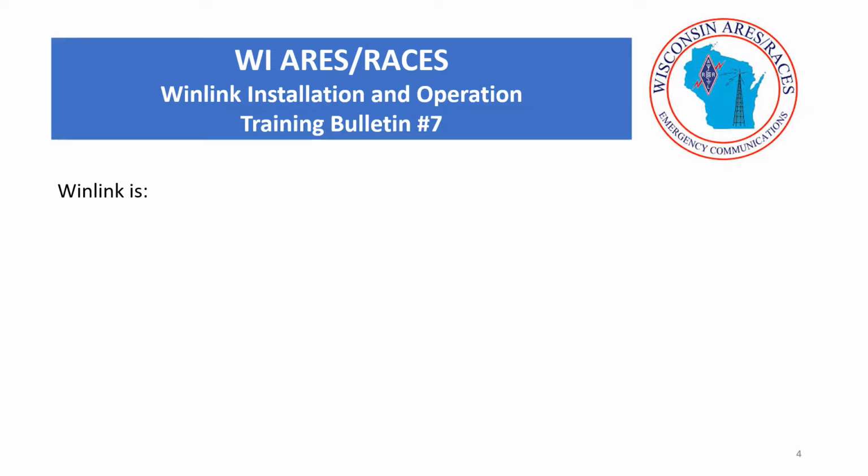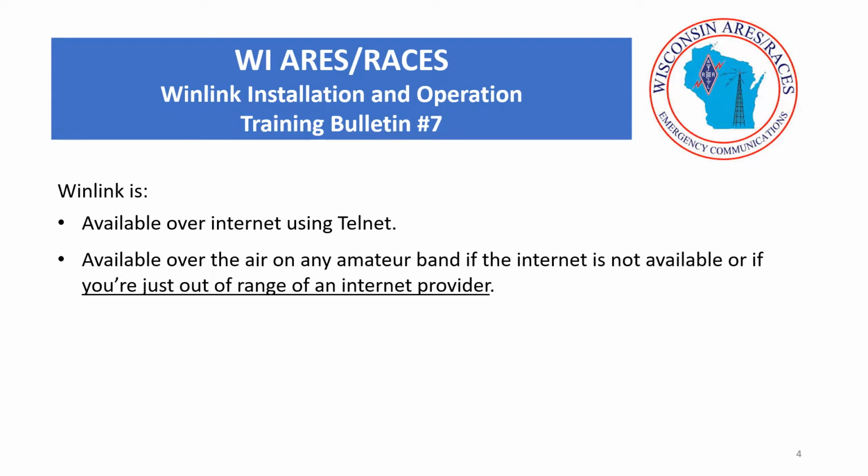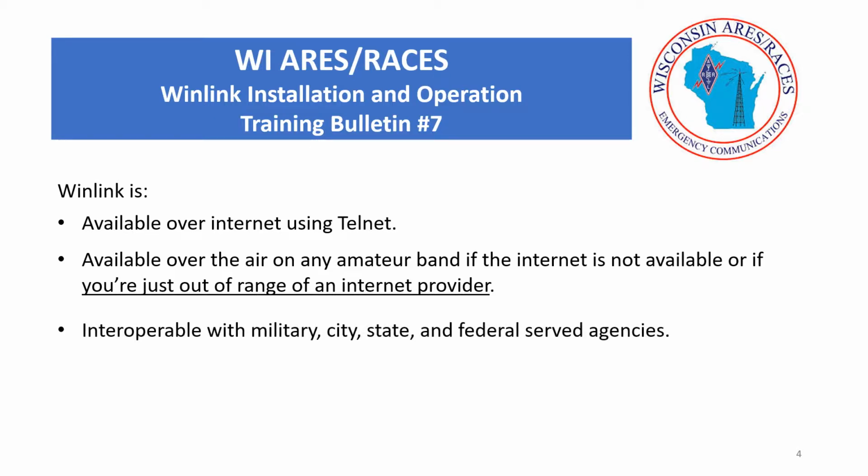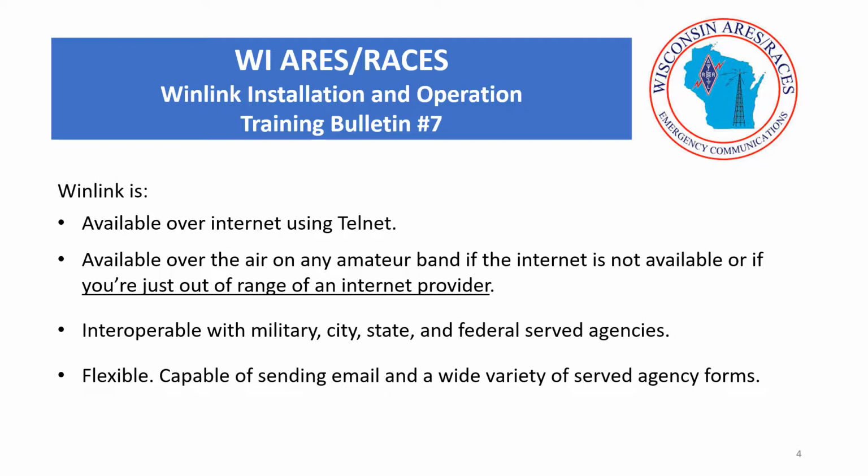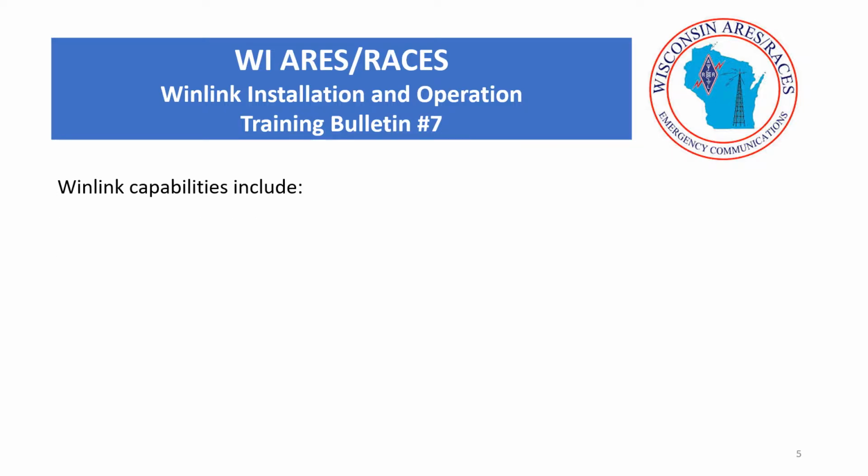So to recap, WinLink is a means to send and receive email and messages over the internet using the Telnet feature, or over the air using amateur radio if the internet is disabled or you're just not in range of an internet provider. WinLink is interoperable with our first response served agency partners and flexible enough to handle formatted email messages and a wide variety of agency-specific forms.